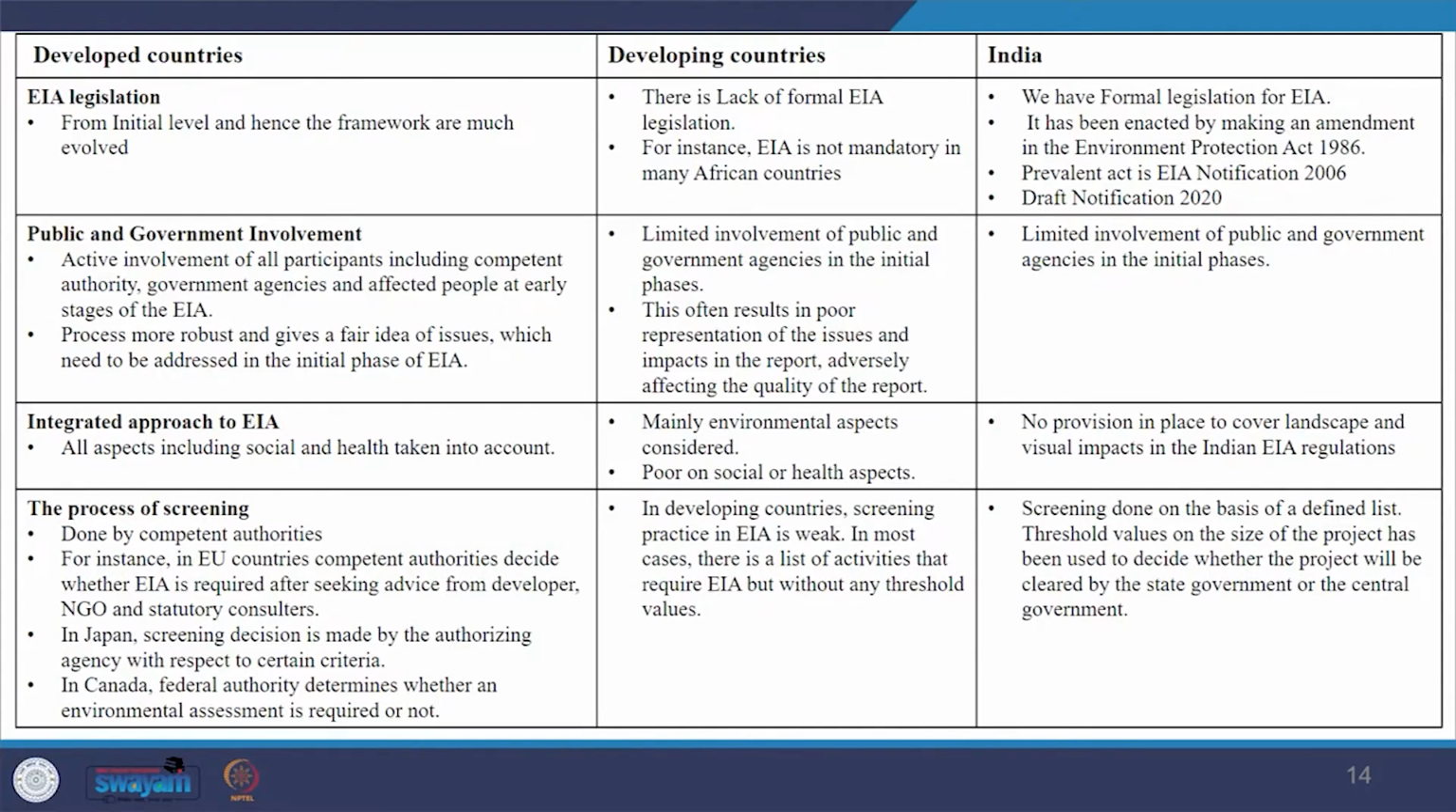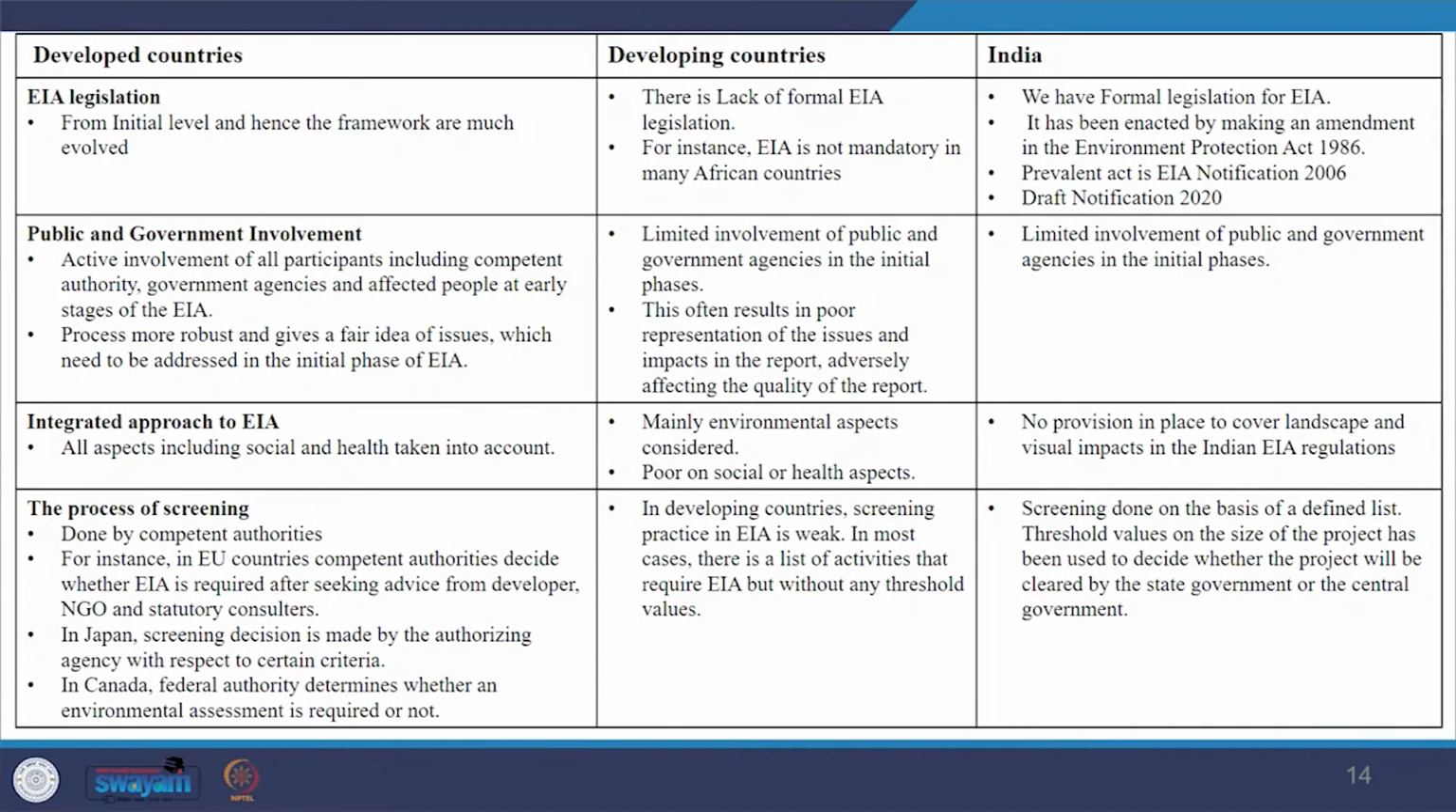Whereas in India, we have public and government agency involvement, but what is reviewed is that there is limited involvement at the initial level of the process, which also leads to a lot of confusion or a complex situation at a later stage.